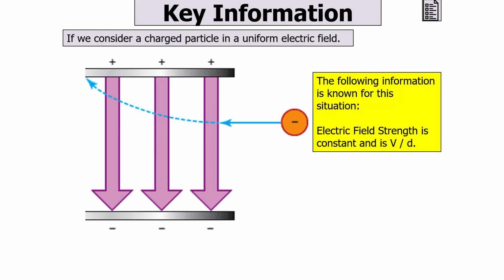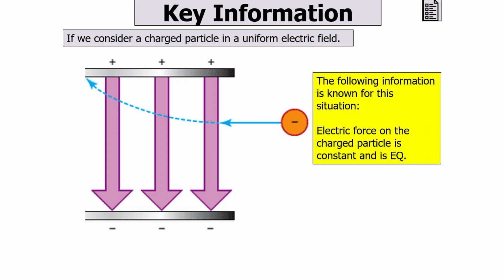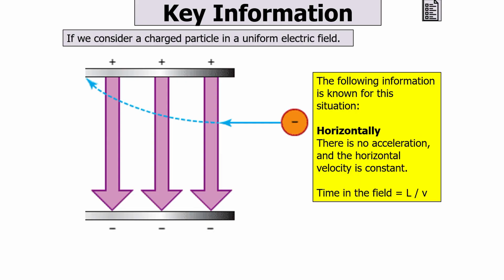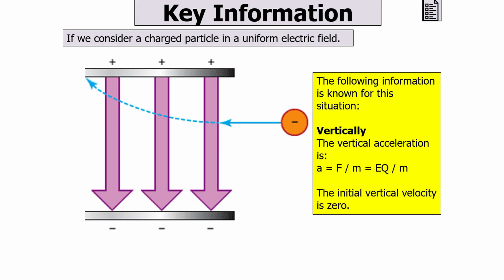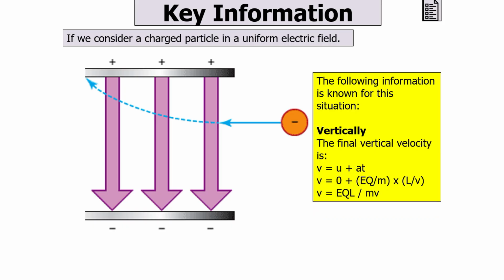We know that because the electrical field strength is constant and is equal to V over d. We know the electrical force on the charged particle is also constant and is equal to EQ, both because they're in a uniform electrical field. We also know our work done on the charged particle is VQ. Now horizontally, there is no acceleration, the horizontal velocity is constant, and our time in the field is L over v. Whilst vertically, the vertical acceleration a is equal to F over m or EQ over m, with the initial vertical velocity being equal to 0, and our final vertical velocity is v equals u plus at, which simplifies to EQL over mv.